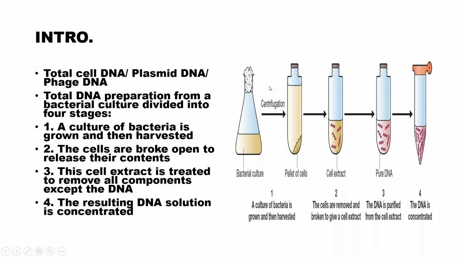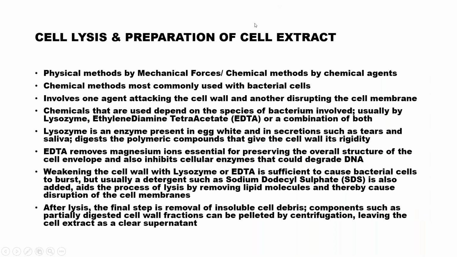So this is the first step, that is cell lysis and preparation of cell extract. The first step in the DNA isolation. So what are the various methods by which we can go for cell lysis? Cell lysis means breaking of the cell.